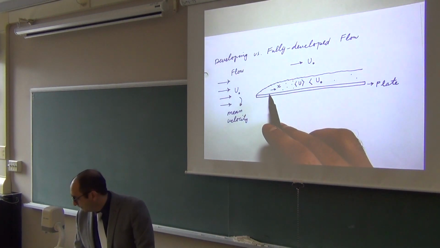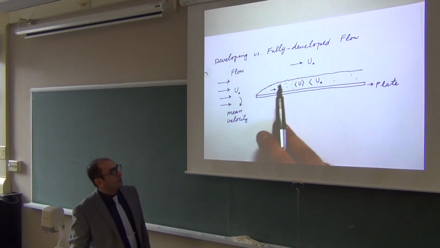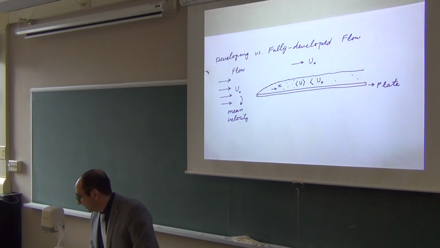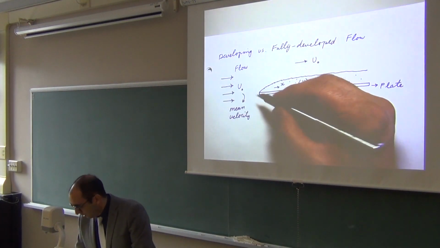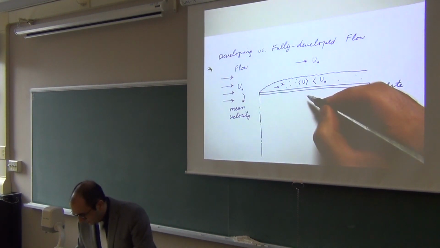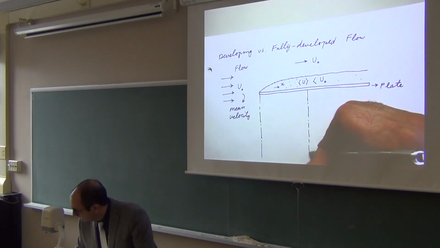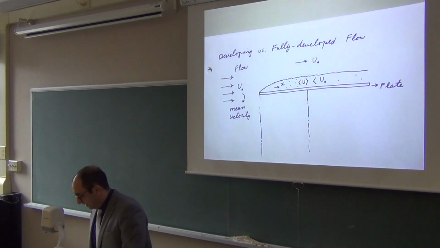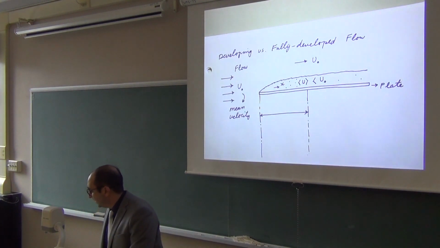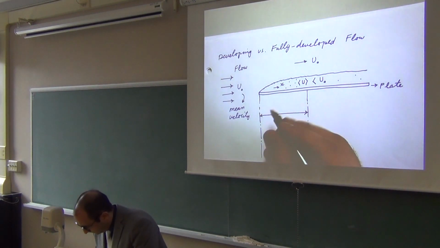If you notice here, the boundary layer thickness is not the same. It actually starts growing, but at some point it reaches a fixed level. While this is developing to reach the fixed height, I call this the developing flow, which means it hasn't fully developed yet, but it's just developing. So developing flow.